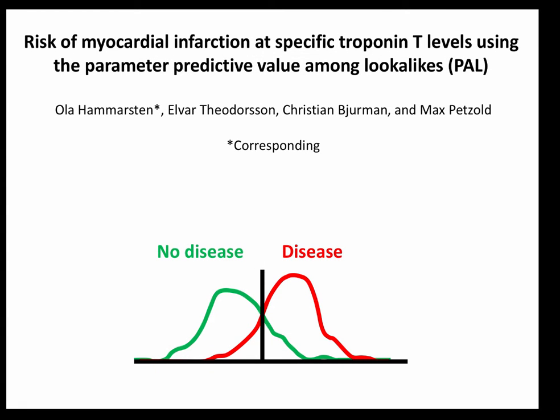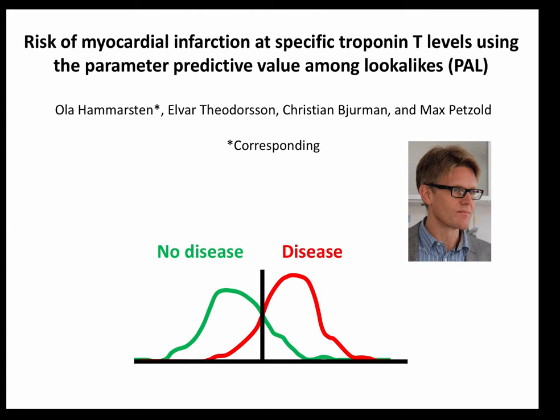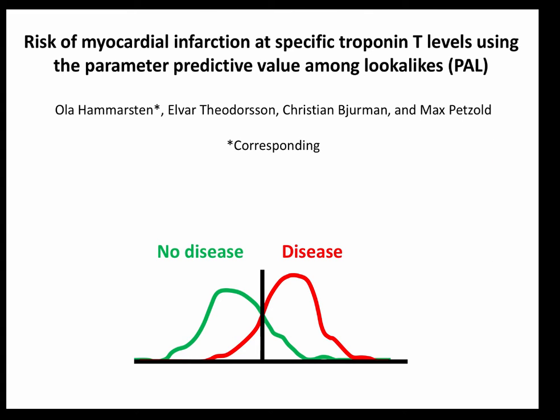This is a video summary of "Risk of myocardial infarction at specific troponin T levels using the parameter predictive value among lookalikes, PAL," by Ola Hammarsten and co-authors. The clinical utility of a biomarker is often evaluated using binary classification that results in a fraction of patients with or without the disease below or above a given biomarker level.